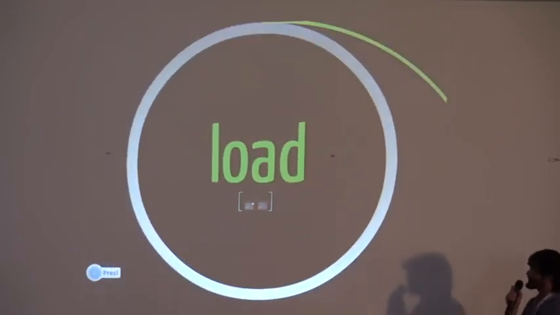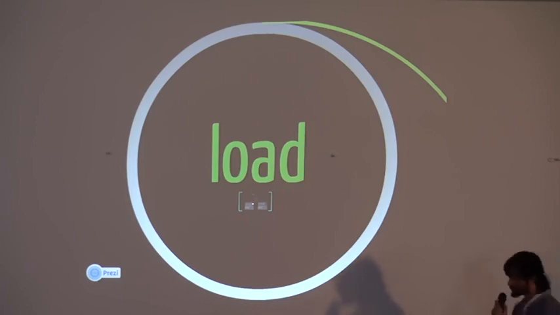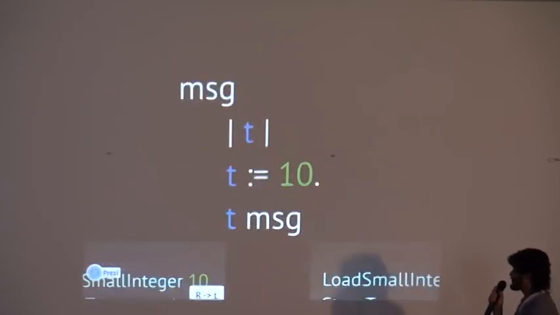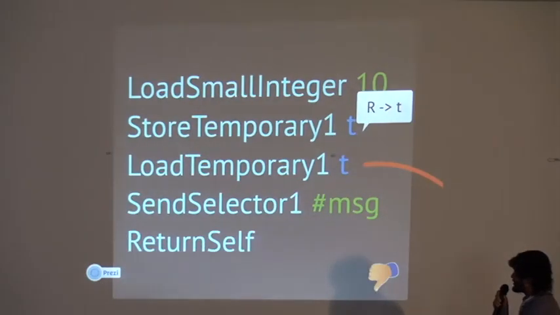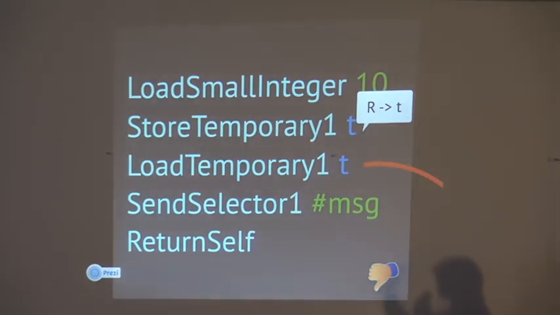The first of them is related to loading bytecodes. Loading bytecodes are some subset of bytecodes that are used to load objects into registers. In our case, register R. For instance, suppose we have this simple method in which we have again a temporary variable t, and we assign some number, and then we send a message to it. These are the bytecodes corresponding to the previous code.